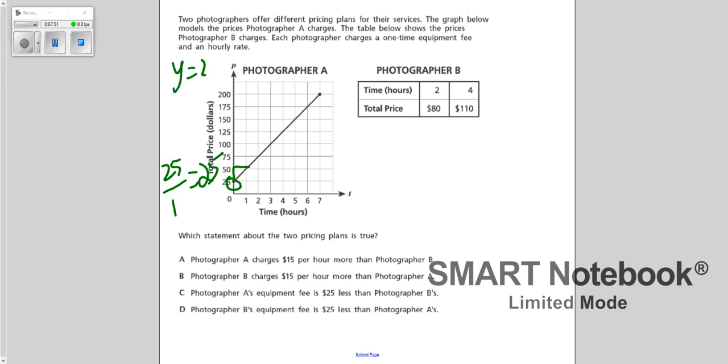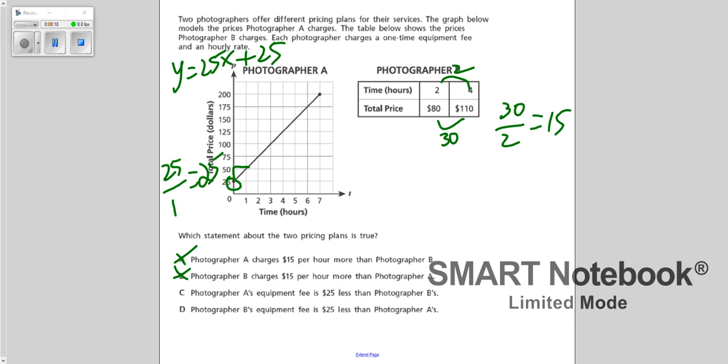So y equals 25x plus 25. For photographer B, I can see that it went up 30 for 2 hours. 30 over 2 is 15. So 15 per hour. So photographer A charges 15 per hour more than B? No. Photographer B charges 15 per hour more than A? No. Photographer A's equipment fee is $25 less than photographer B's?